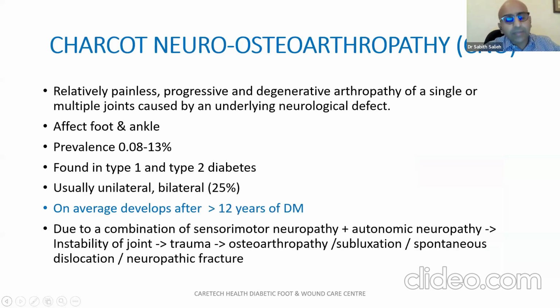In 25% of the cases. And what we have to remember is Charcot's foot, on average, develops after many years of diabetes. So typically maybe 10, 12 years of diabetes, right? And the pathophysiology, basically, is a combination due to sensory motor neuropathy and autonomic neuropathy. Your joint becomes unstable, and then you have trauma, and then you have some form of osteoarthropathy, subluxation, spontaneous dislocation, and neuropathic, or what we call microfractures, right?